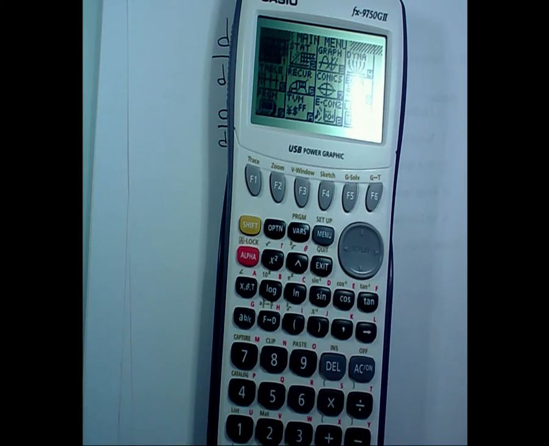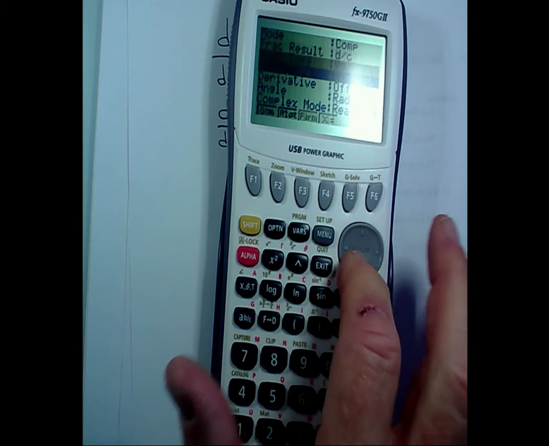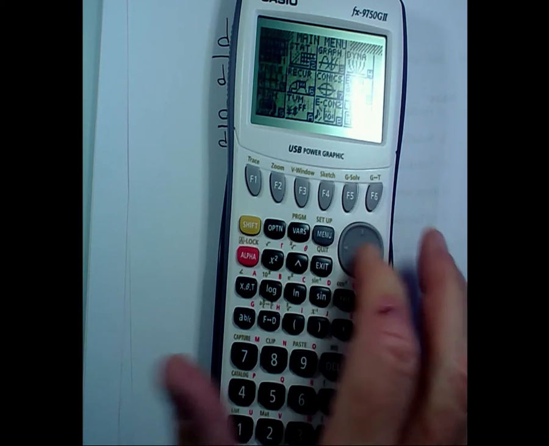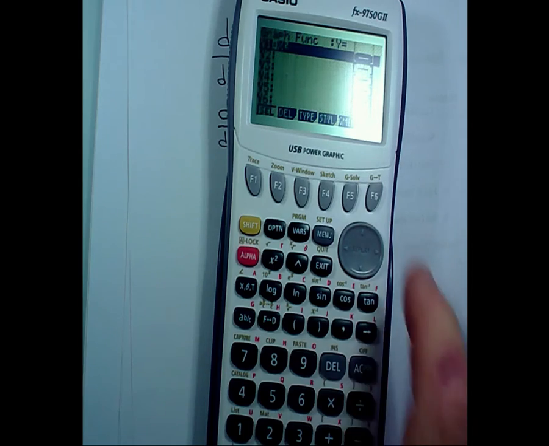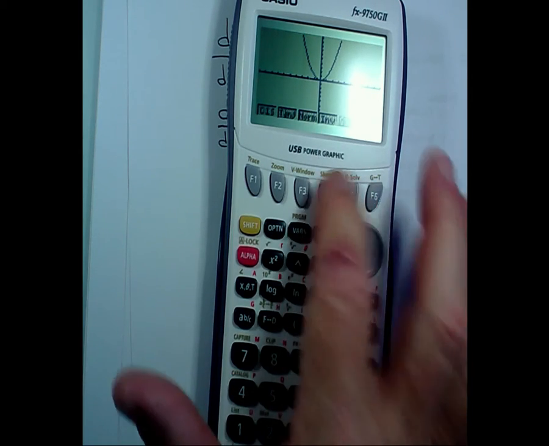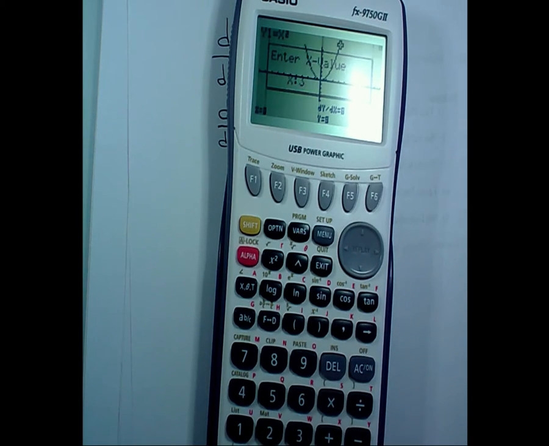Let's go to Shift Setup. And I am going to turn my derivative on. There I go. Now let's go to menu. Now let's go to graph. Now let's draw. Now let's go Shift Sketch. Let's draw the tangent line. Let's put it at 3. There it goes. Now it gives me the slope. It also gives me the slope of the tangent line, right?